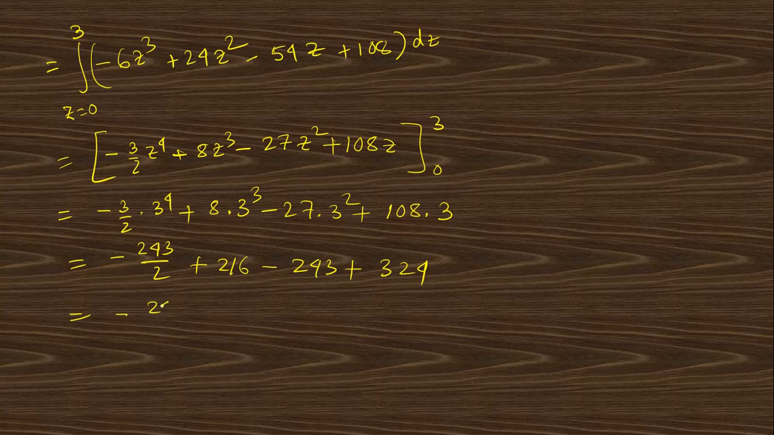So minus 243 by 2 plus 297. 297 minus 243 by 2 gives you 351 by 2. This gives you 351 by 2. This is the answer of this question.